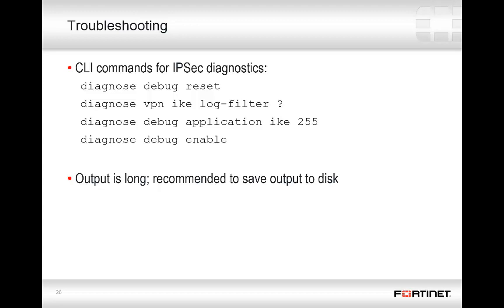The output from the debug command is extensive. It details phase 1 and 2 negotiations. We will not show the whole output here, but the next two slides will show the most important messages you should see if everything is okay.